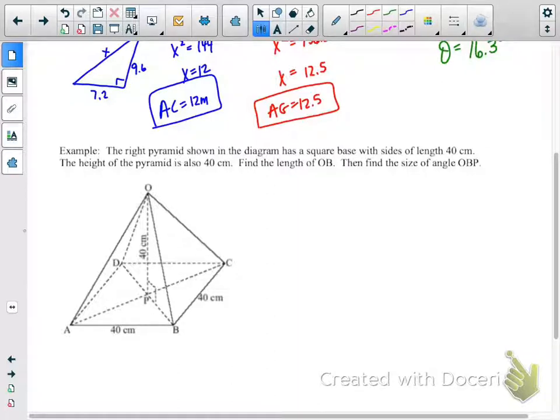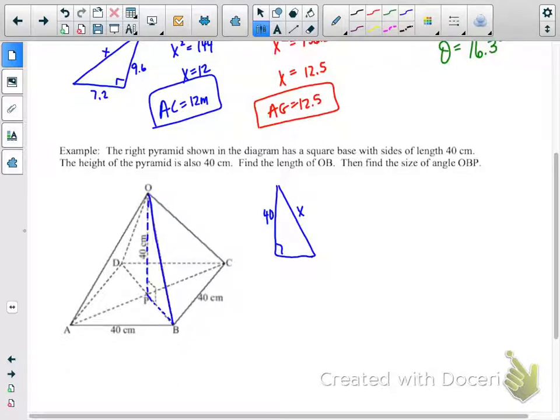So length of OB, so that's this right here. Well, I think you can see this triangle here. And they are even nice enough to draw that right angle in there. They wouldn't have to do that because, again, the regular height is always at a right angle. So we've got this here, 40, don't know that, looking for this.